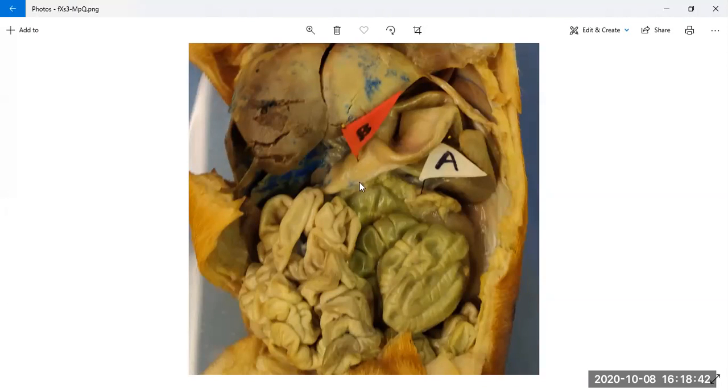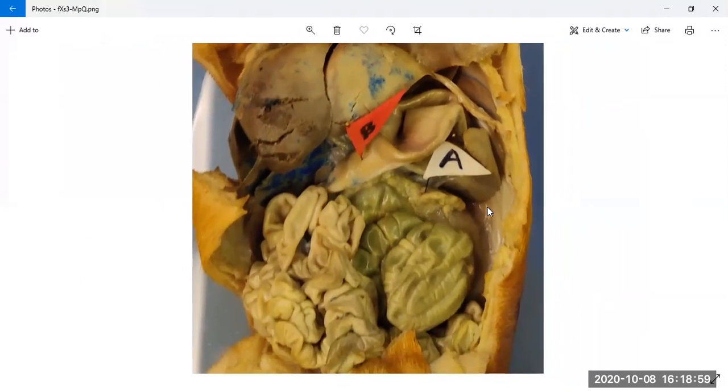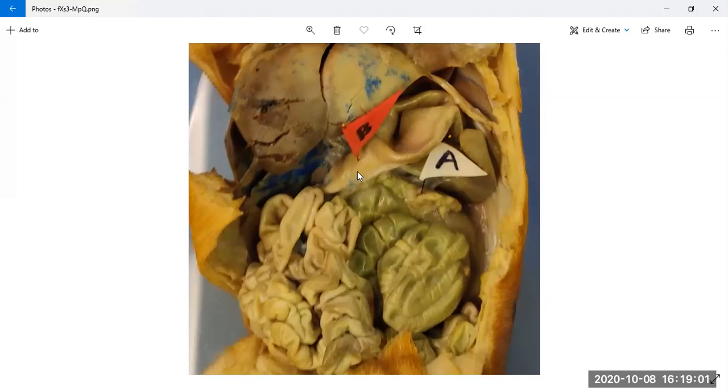This is the liver, this is the stomach, and this yellowish structure is the pancreas. As I told you, it looks like meshed juice or like tiny grapes when you see them from far. Pancreas, stomach, liver, small intestine, large intestine.